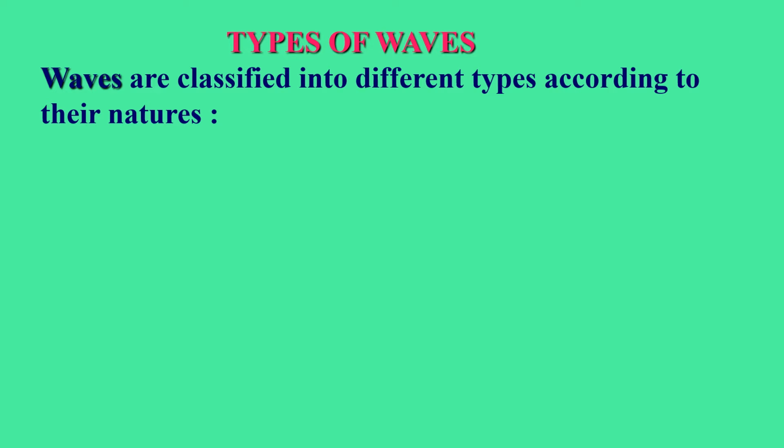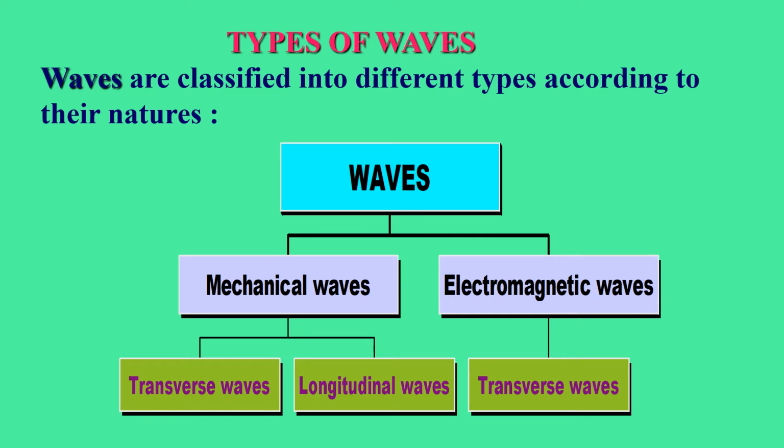Waves are classified into different types according to their natures. There are two major classifications of waves. We have the mechanical waves and electromagnetic waves. Mechanical waves are further classified into transverse waves and longitudinal waves, while electromagnetic waves are only transverse waves.